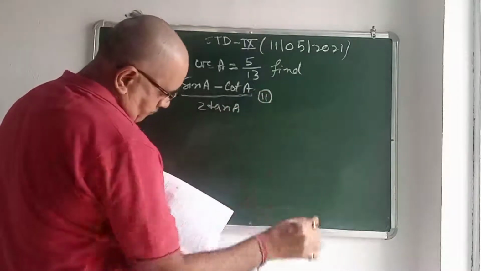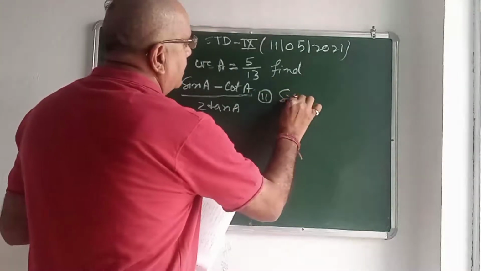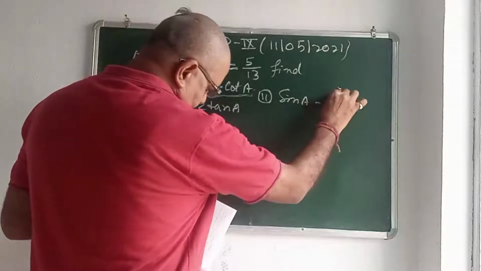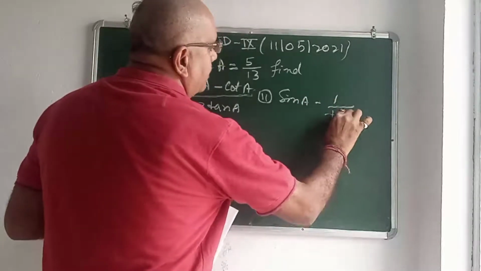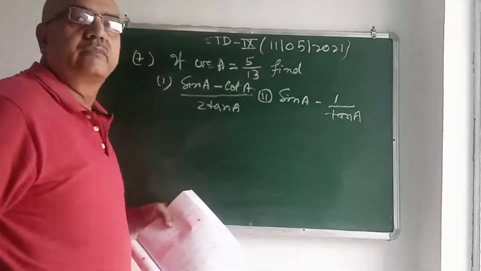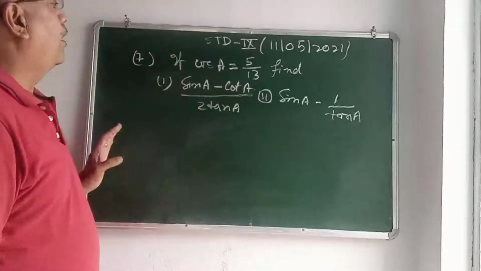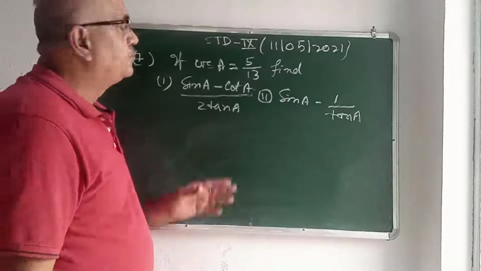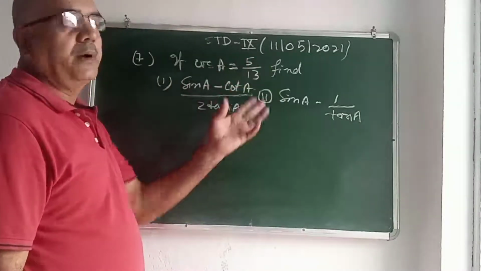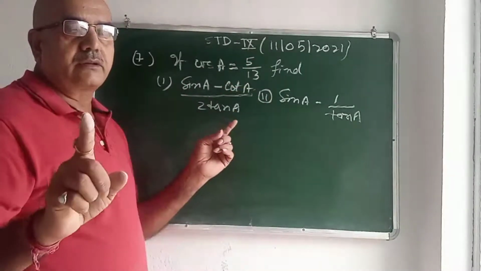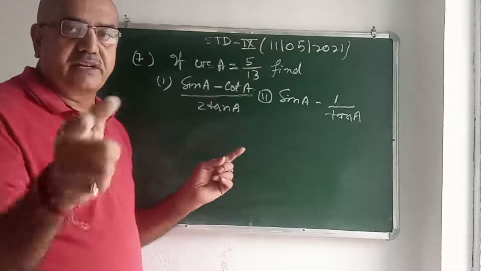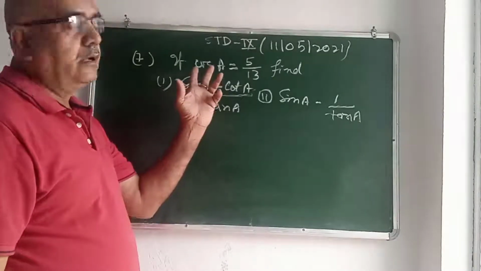Second, sin A minus 1 by tan A. First of all, how do we solve this type of question? What is here? Cos A is equal to 5 by 13. And cos, we know, is B by H, base by hypotenuse.